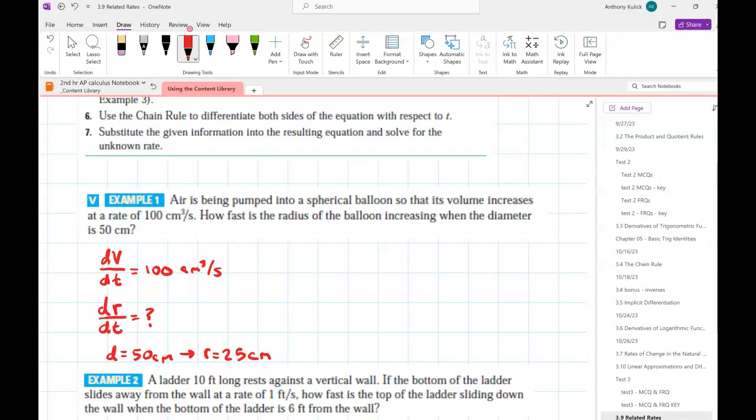Okay. What equation relates volume and radius for a sphere? Excellent. Good job, Talika. 4/3 pi r cubed. We're going to have to remember all these.